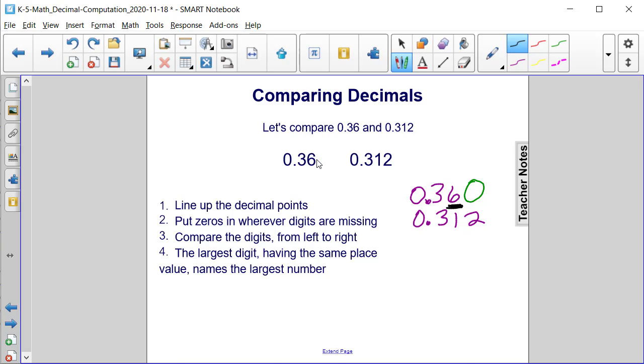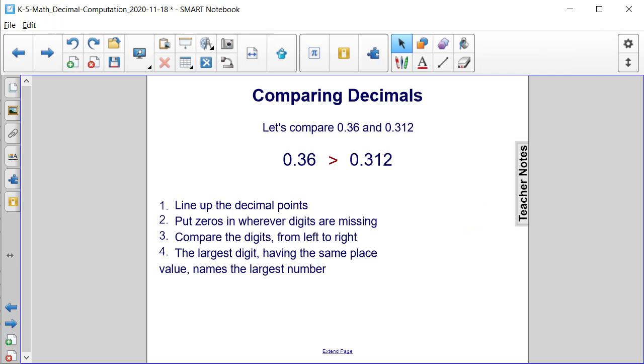So therefore, 36 hundredths is greater than 312 thousandths. You can also think of it as 360 thousandths is greater than 312 thousandths. And this slide verifies the solution that we found, that 36 hundredths is greater than 312 thousandths.